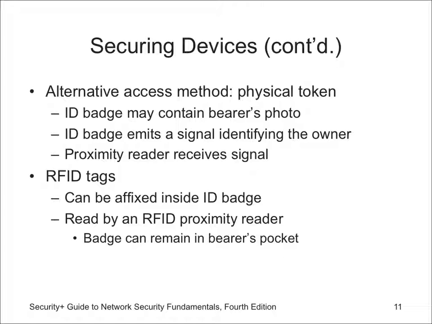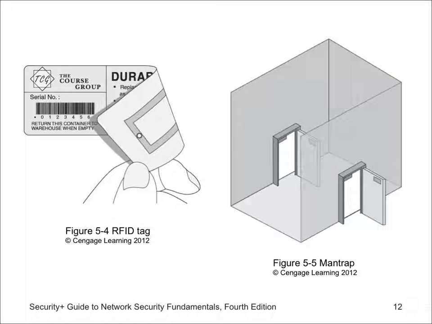Read by an RFID proximity reader, and the badge can remain in the pocket of the person or on a clip or something like that. So here's the RFID, it can be actually like this right here, just stickers, can be placed on any device, laptops, mobile devices, everything in your building that's basically hardware related, not just badges.